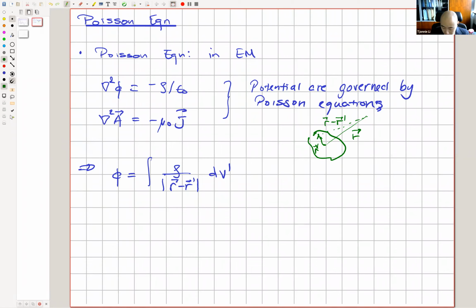Now similarly, again, there may be some epsilons and minus signs that I'm forgetting. Similarly, A is given by J over R minus R prime. And so that would be one very easy way to get phi, to get the field, is simply to do this integral.